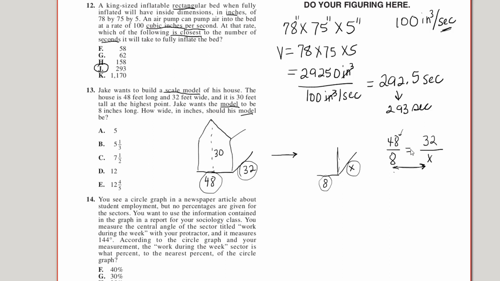So when we set up a proportion like this, like we did in I believe it was the first or second problem, we can crisscross here and multiply, and we'll get that 48x equals 32 times 8, and we're going to have 48x is equal to 256. We'll divide both sides by 48, and we get that x is equal to 5 1/3, and that is answer choice B. That's going to be the scaled model, the width.